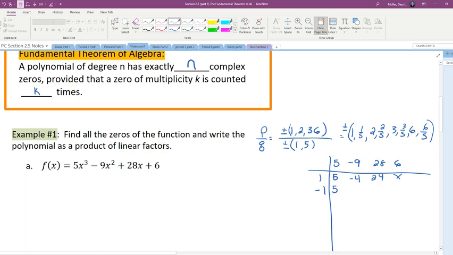Bring down the 5. -5 makes -14, makes +14, makes 30 something. Not going to work to get back to 6. Let's try 2. 2 times 5 is 10. That makes a 1. 2 makes 30. And that makes 60. That does not work.